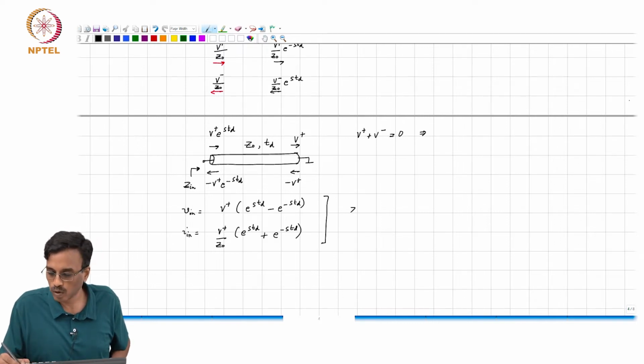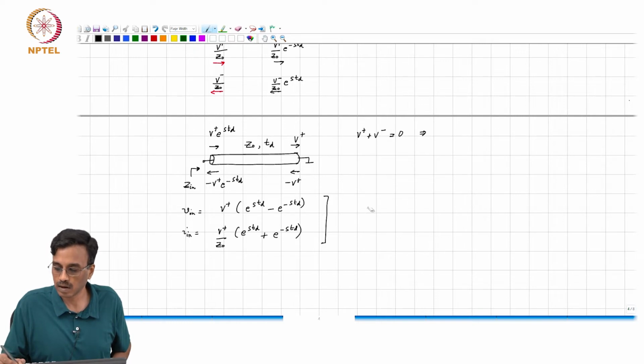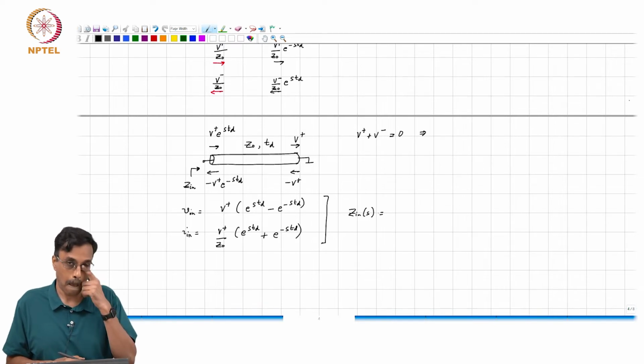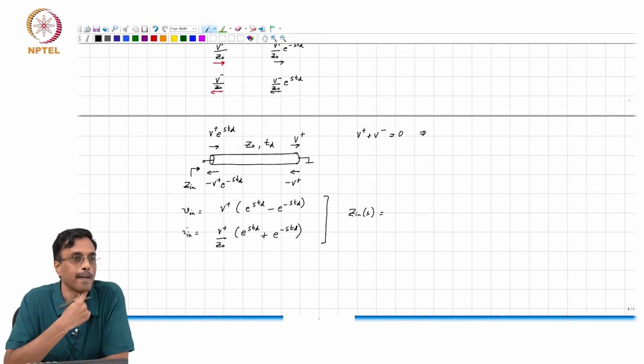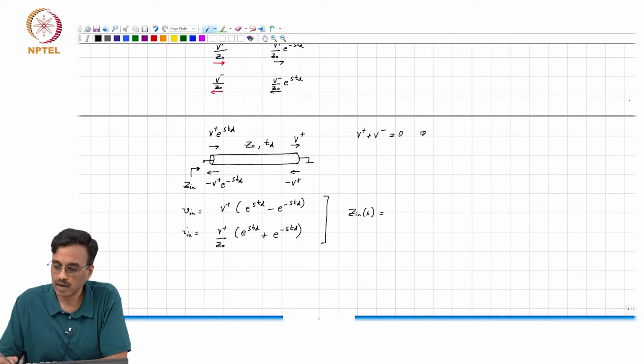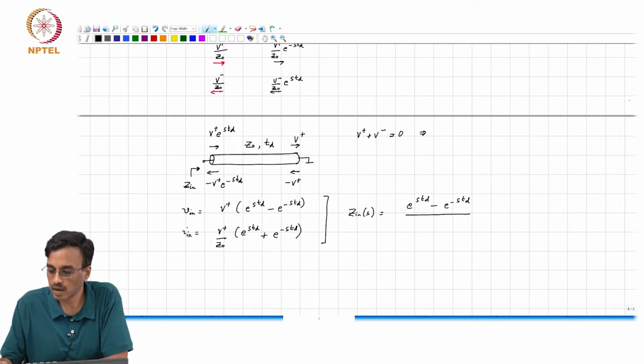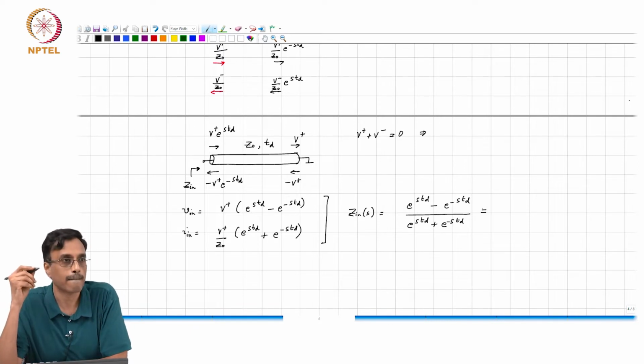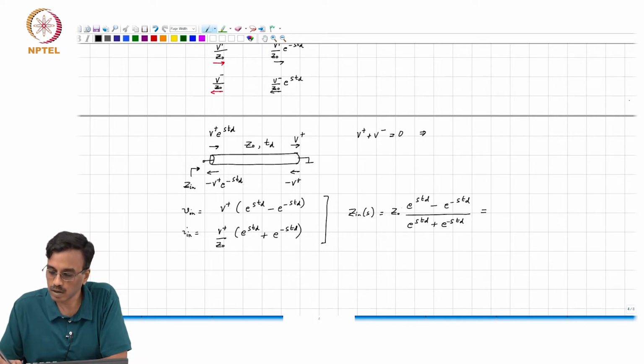Correct? So therefore, what is the input impedance? It's e to the s Td minus e to the minus s Td by e to the s Td plus e to the minus s Td, and this is nothing but Z naught tan hyperbolic s times Td.